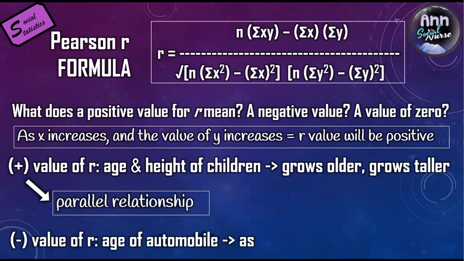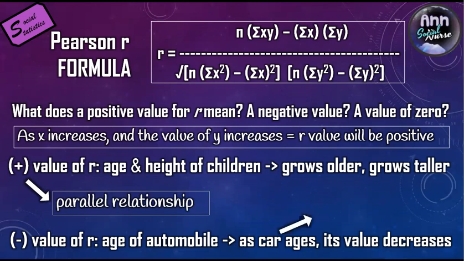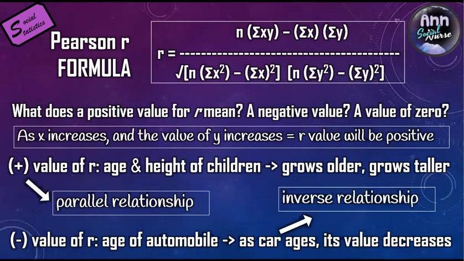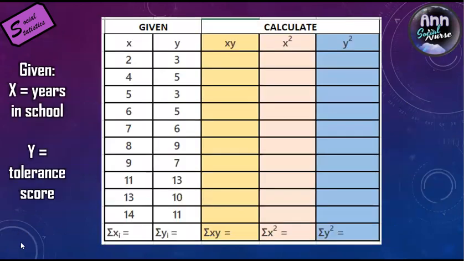For the negative value of r, take the age of an automobile: as a car ages, its value decreases. So there is an opposite direction of relationship. It is inverse, so the value of that is negative. Okay. Given X is years in school and Y is tolerance score. Suppose these are the values of X and these are the values of Y. The N is 10, so each respondent will have X and Y values. You total these, then multiply X by Y and put the product here, then X squared here, Y squared here. So this is how you do it efficiently in a manual manner.